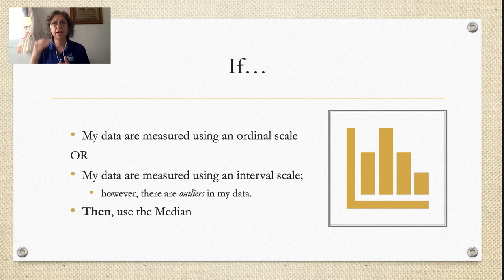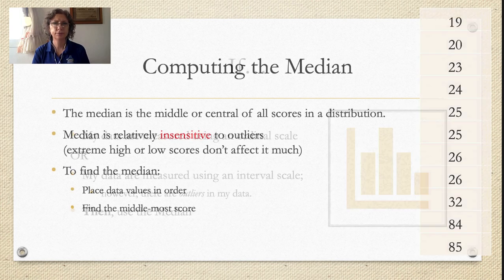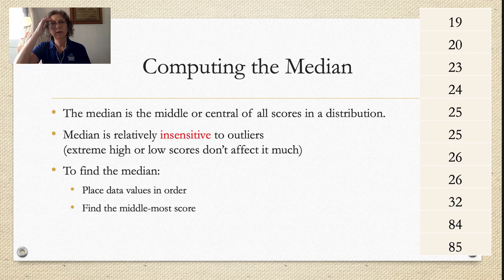And the median is that middle occurring score. In fact, let's try figuring out the median here. The median is relatively insensitive to outliers. So if we place a whole bunch of scores in order from lowest to highest, and we have outliers, then they would be way at the ends. And since the median is just the middle or central of all the scores, it's not going to be as affected by the outlier scores, right?